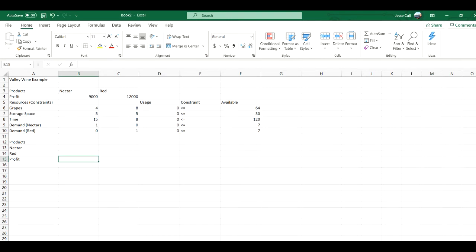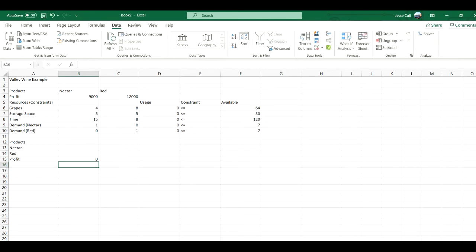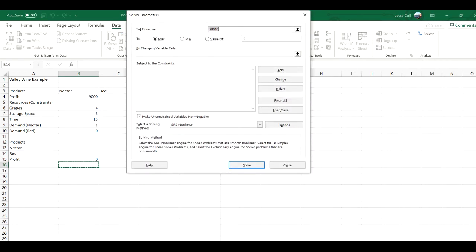We have one more formula, and that's our total profit. And that's the amount of money we make per nectar times total nectar plus total amount per red times total red. Once we've entered all that data, we click on the solver function, and the solver is going to tell us how much nectar and how much red we should ideally produce.